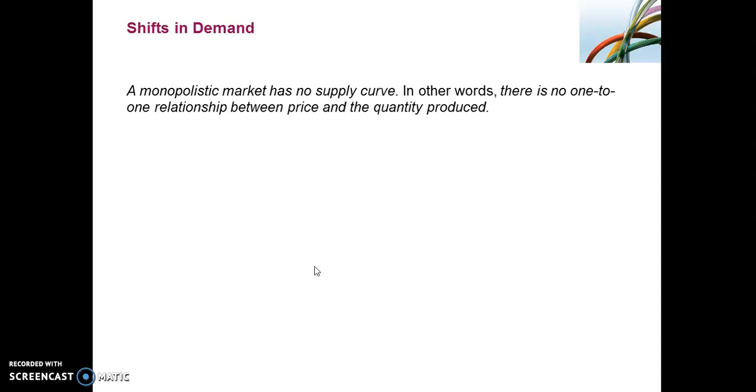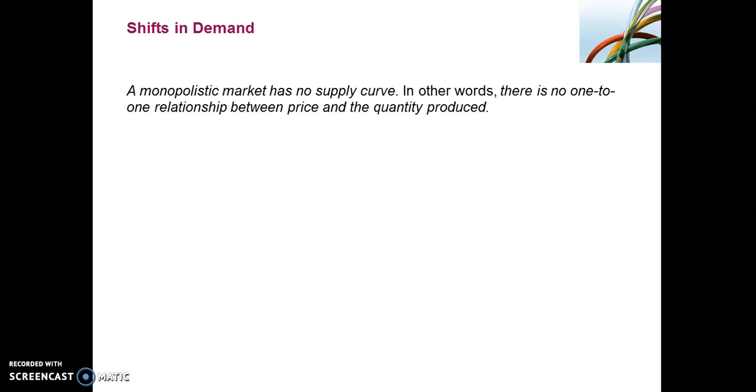We now move on to shifts in demand. Note that in your textbook, you would skip over the section, the rule of thumb of pricing, and then also the example 10.1. Those are sections that are excluded for second year micro. So let's move on to shifts in demand.